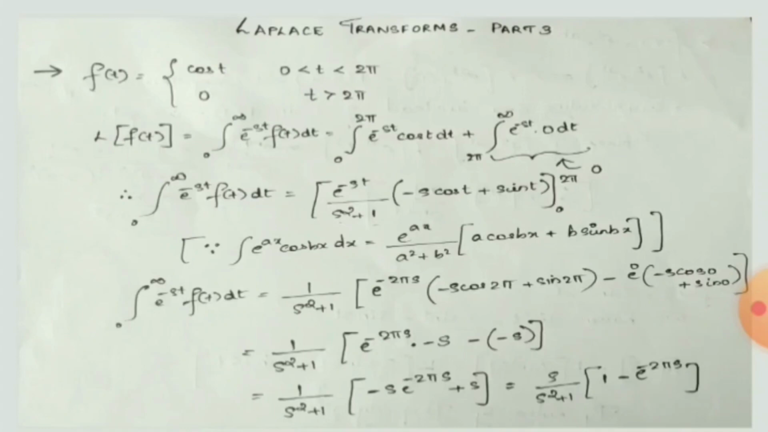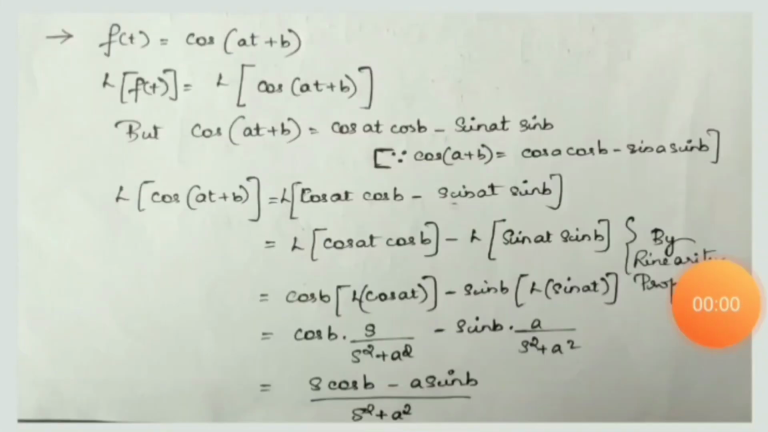So minus s. So this gets reduced into 1 by s square plus 1 into minus s e raised to minus 2 pi s plus s. Now we'll take the s outside. It becomes s by s square plus 1 into 1 minus e raised to minus 2 pi s. Let's move on to the next function.